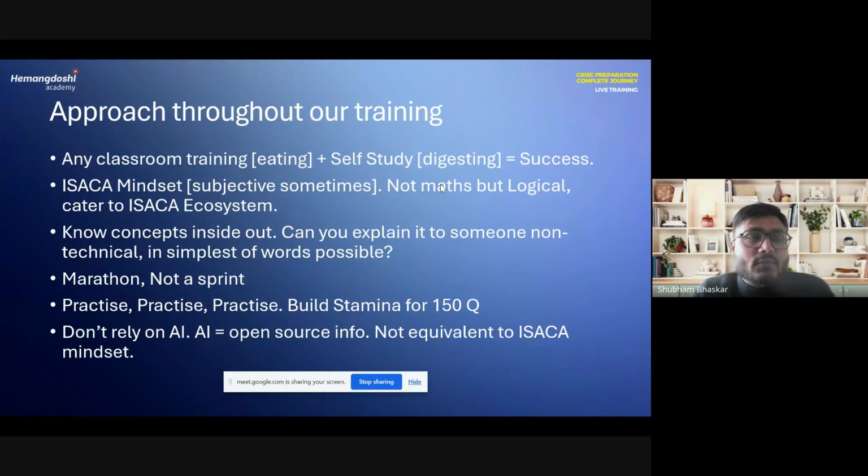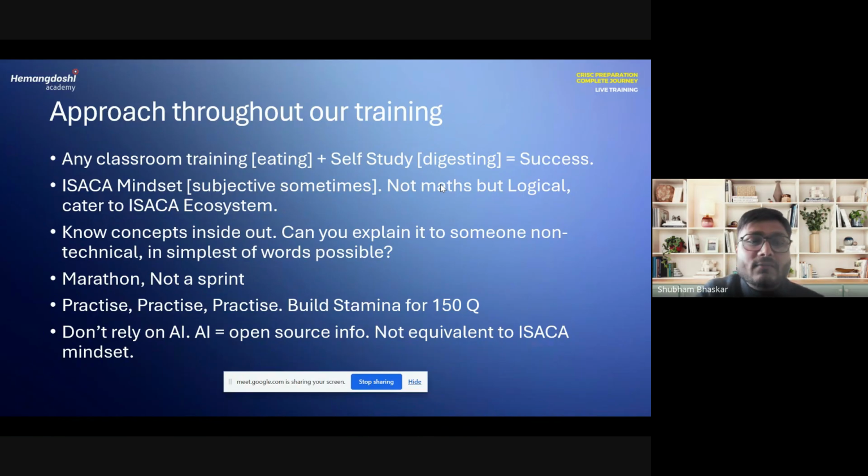There are people who have 20 years of experience, and it's not guaranteed that once they appear for the ISACA exam, they will pass it, because they ask questions from a certain mindset. Don't confuse years of experience with having that mindset. That's why you would see college students also clearing this exam, because they learn the ISACA mindset.